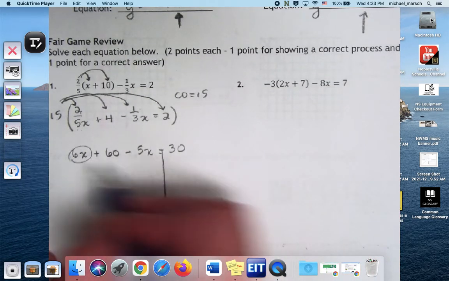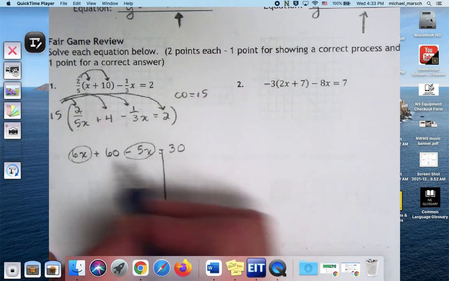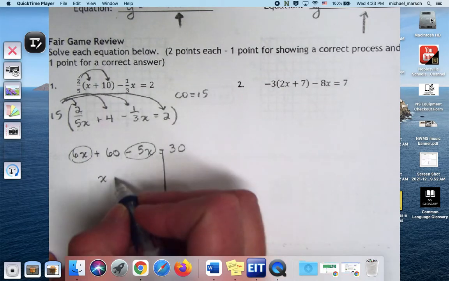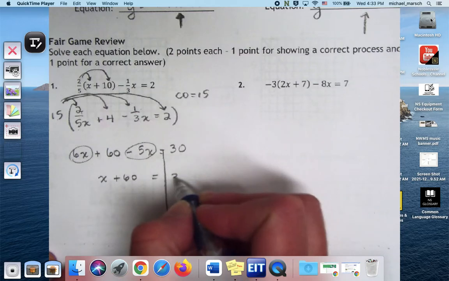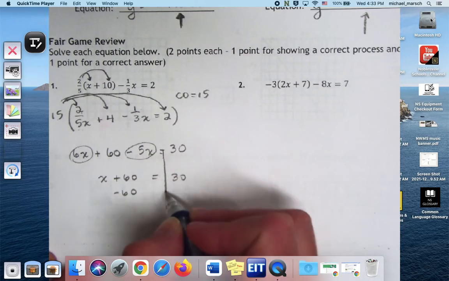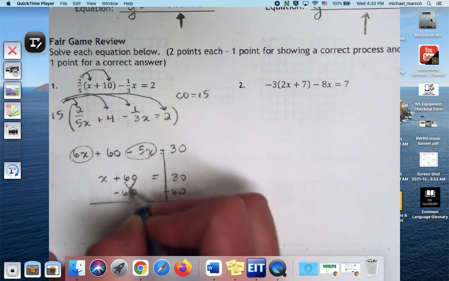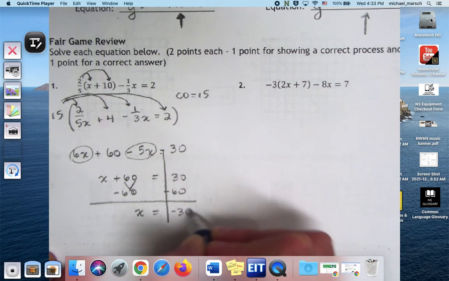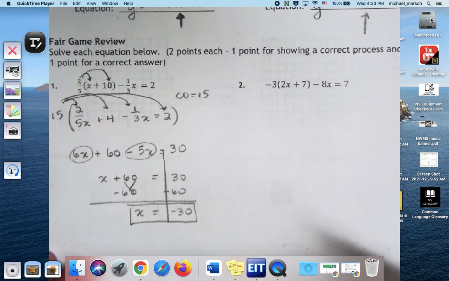6x minus 5x. These are on the same side. So I just combine them and I get just a 1x. Plus 60 equals 30. Minus 60 on both sides. X equals -30. Right, not so bad.